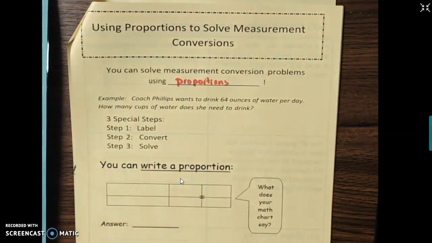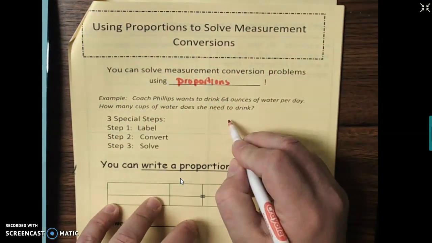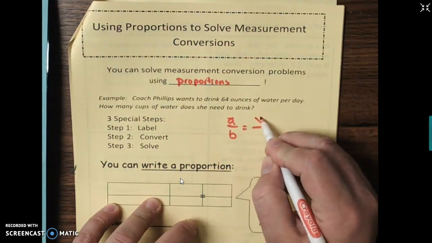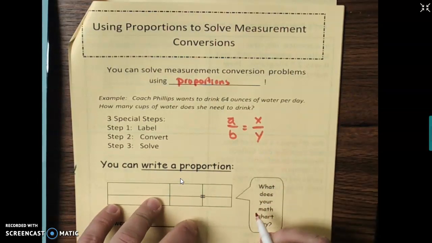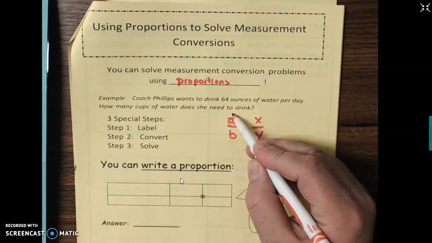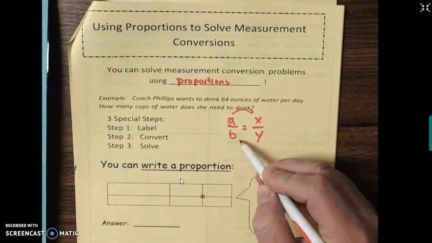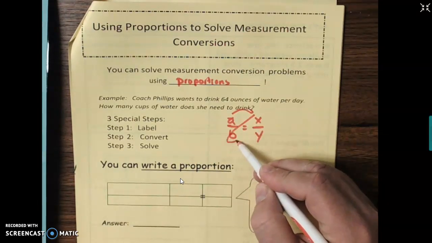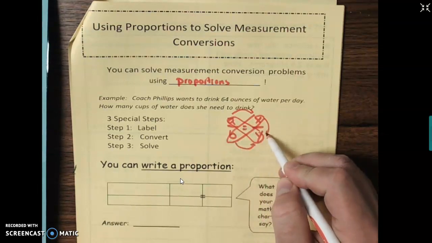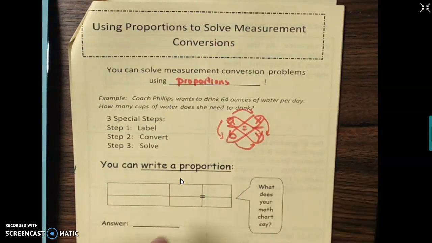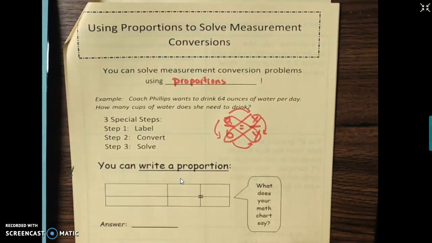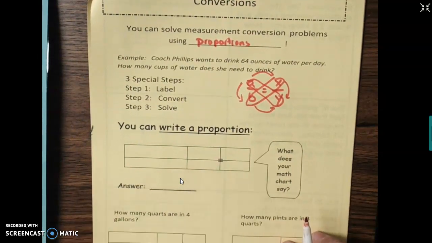And for those of you that have forgotten, a proportion is when we set up a ratio equivalent to another ratio. And then we can either find the scale factor here, or we can cross multiply. We can also find the scale factor here. So this should be familiar once we get started and get into it. Alright, you can write a proportion.